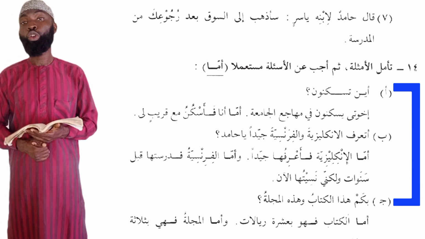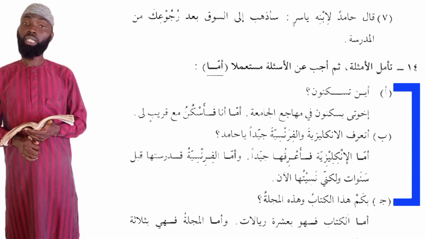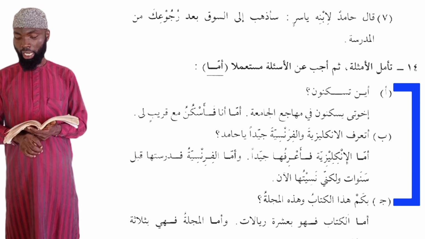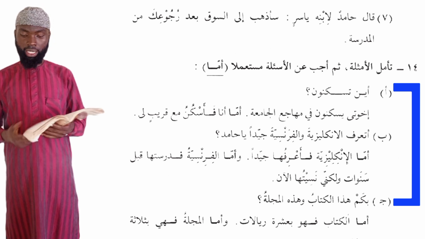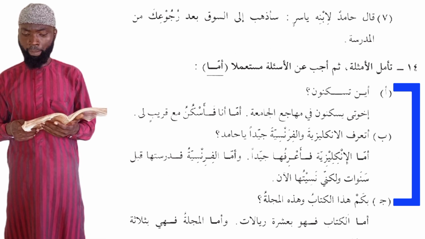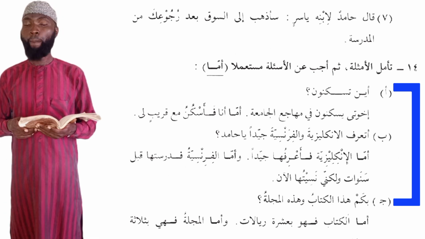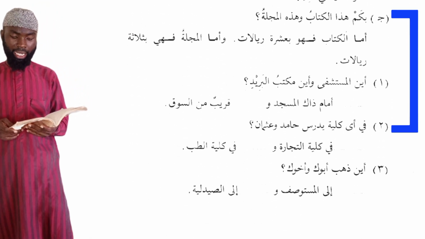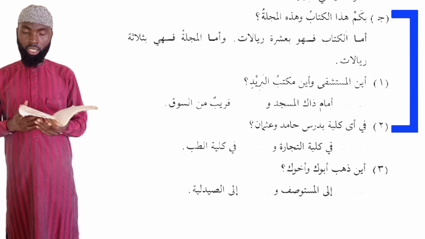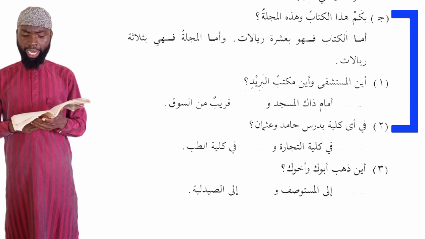As for English, I know it very well. But as for French, I studied it a long time ago and therefore I've forgotten it. Then we have هذا الكتاب وهذه المجلة. أما الكتاب فهو بعشرة ريالات وأما المجلة فهي بثلاثة ريالات. Number 1 we have أين المستشفى وأين مكتب البريد.